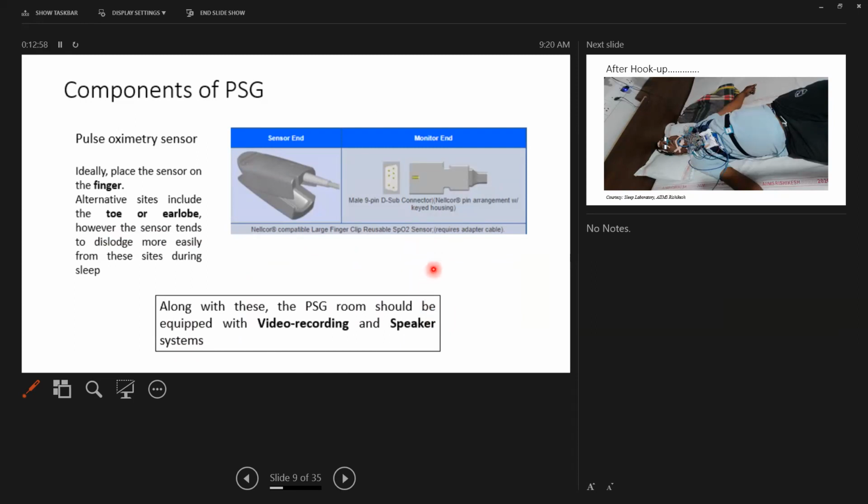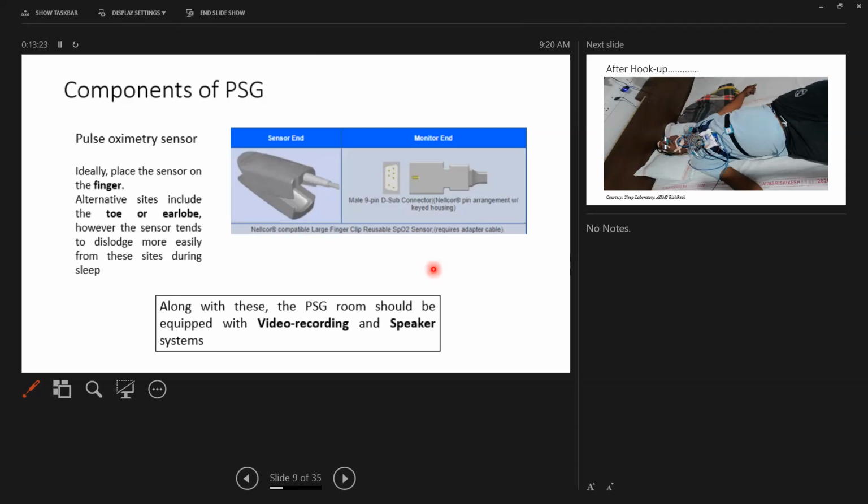Along with this, the PSG room is a separate room from the recording room. If we suppose that this is the PSG room, then our monitoring room will be just opposite to this. And this PSG room will be fitted with a speaker and a voice box, and video, as we see in video EEG. So there will be continuous video monitoring, and the whole feedback will be going to that room.